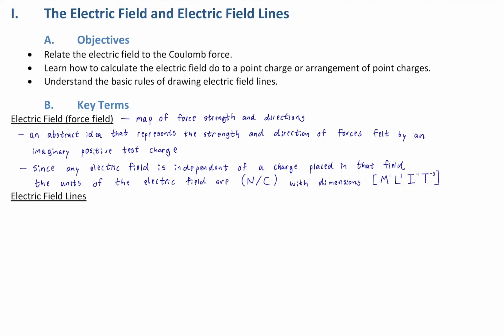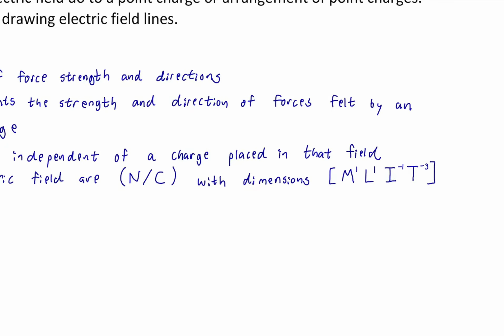Notice that it's mass to the first power, length to the first power, current to the -1 power, and time to the -3rd power, okay? Because the force field has to do with, well, a force. And if you think about the force and its relationship to time, then you can imagine where meters per second squared would come from: an acceleration, because of course, force is mass times acceleration.